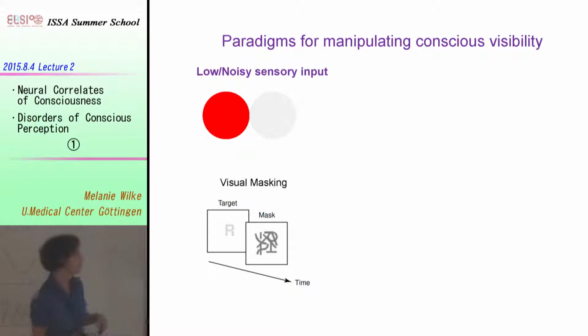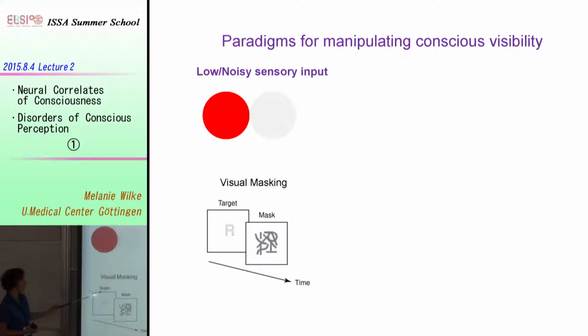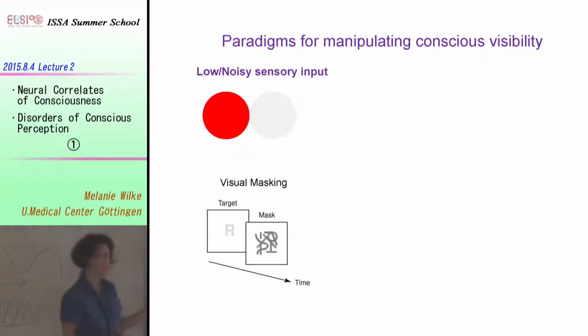And the nice thing about visual masking is that you can, for example, present a target stimulus, like a letter, and you present a mask. What really determines the visibility of this target is the timing between the target and the mask. You can also reverse the order, so you can make sure that the physical stimulus strength is similar, and what just matters is the timing. This is what I would call threshold paradigms.